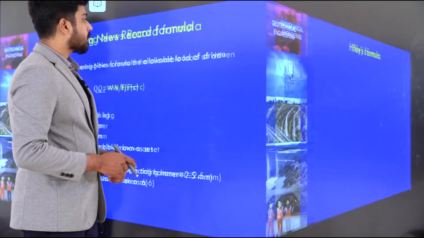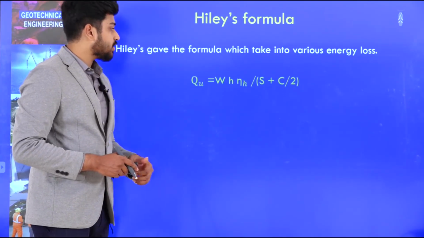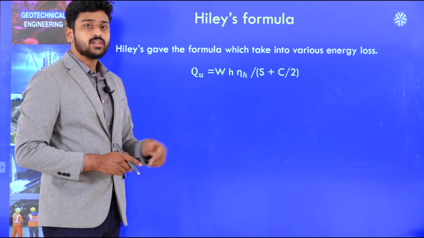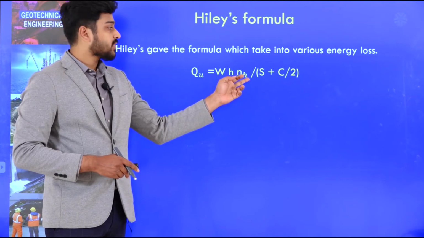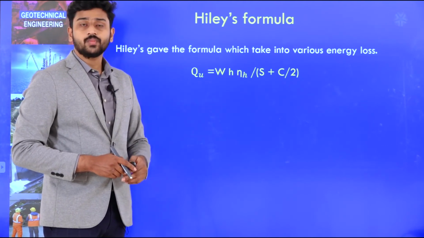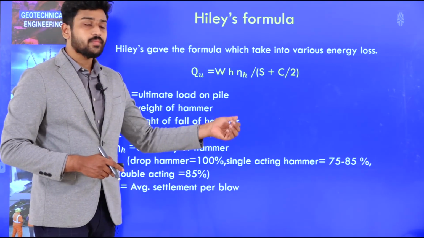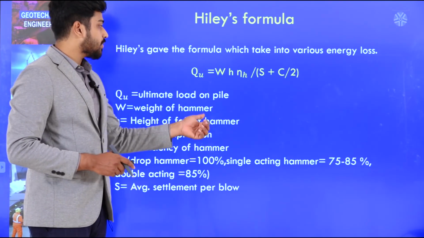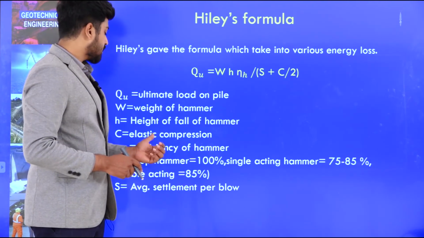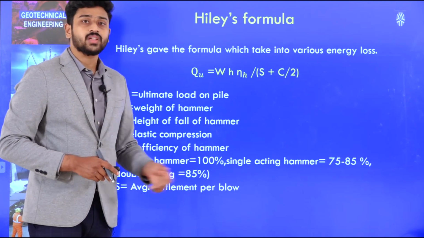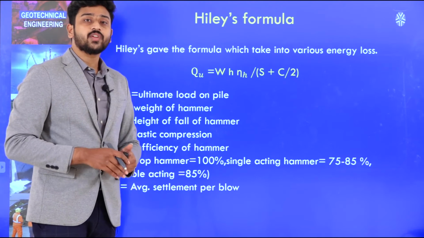Now, looking at Hiley's formula, it is given by taking into consideration the various energy losses, which is given as QU equals WH into eta H by S plus C by 2, where QU is the ultimate load on the pile and W is the weight of the hammer, H is the height of fall of the hammer in mm, and eta H is the efficiency of the hammer. So, we may use different types of hammers here.